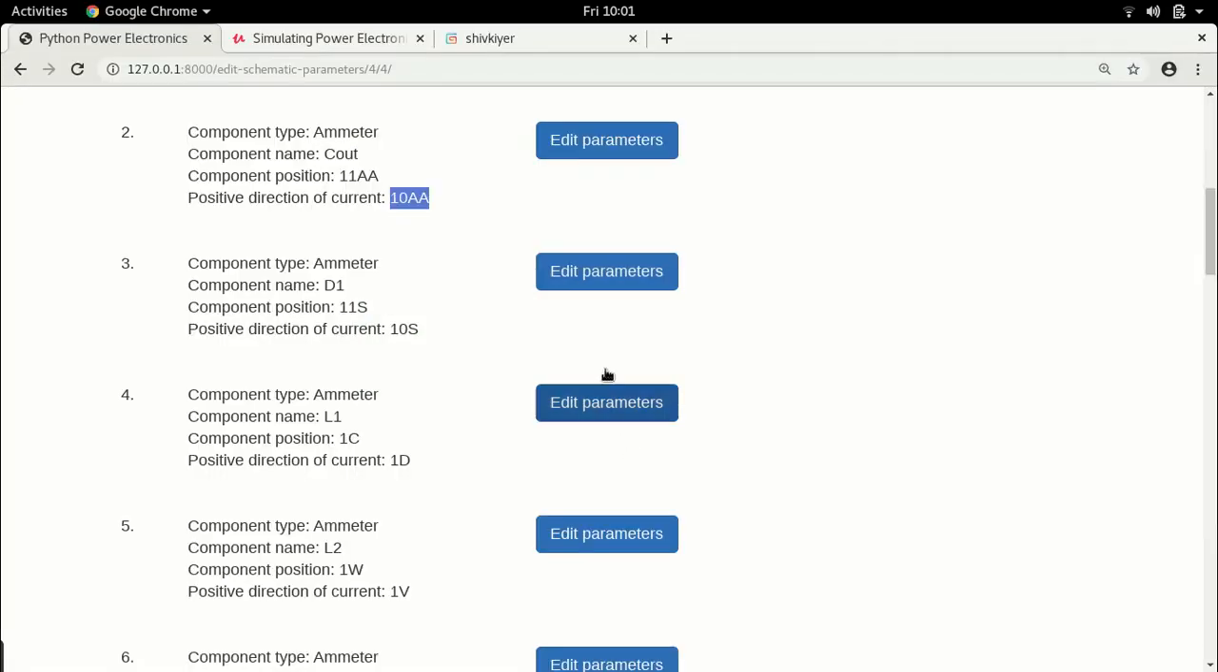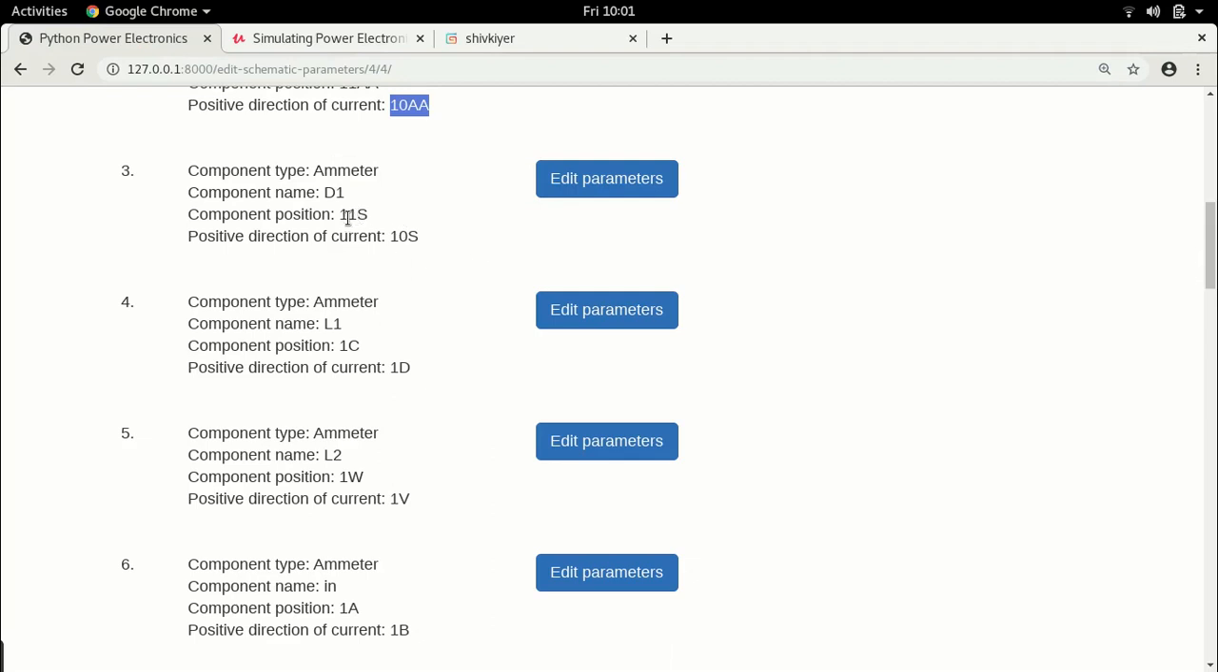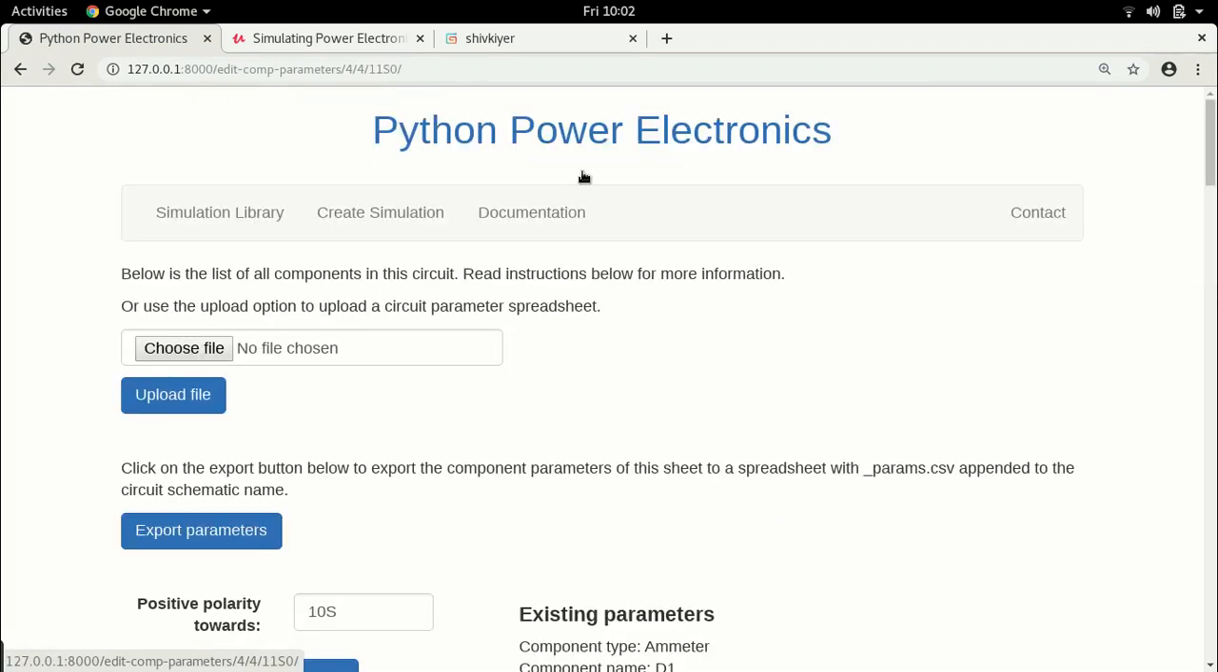So let's do that. So it's ammeter D1, position is 11S and direction, positive direction is 10S, which is wrong. So we have to move this to 12S.